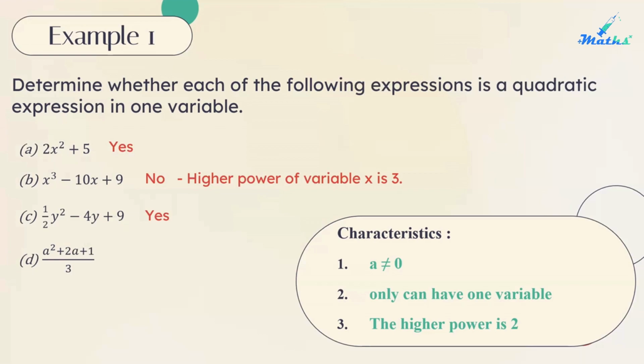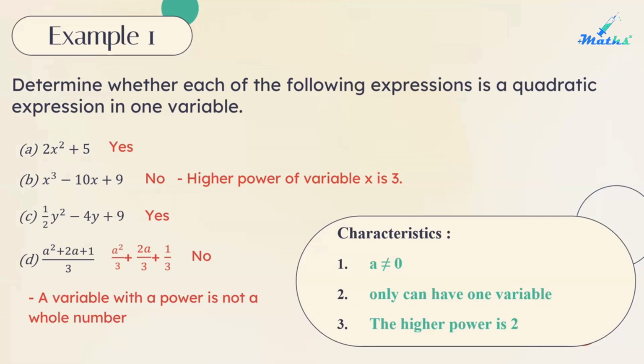Okay, for question D. A squared plus 2a plus 1 over 3. Let's simplify it to become a squared over 3 plus 2a over 3 plus 1 over 3. Is it a quadratic expression? No. Why not? Because a variable with a power that is not a whole number.